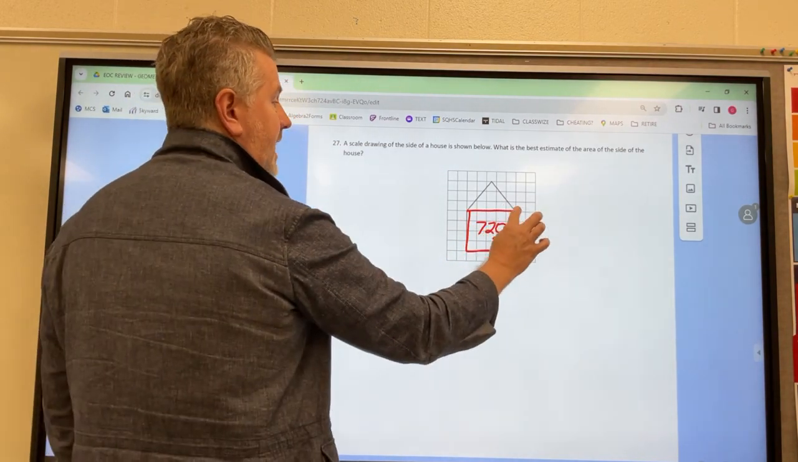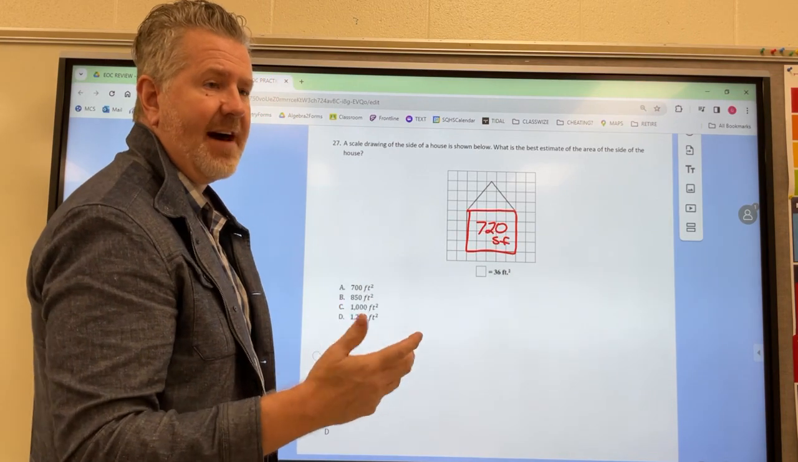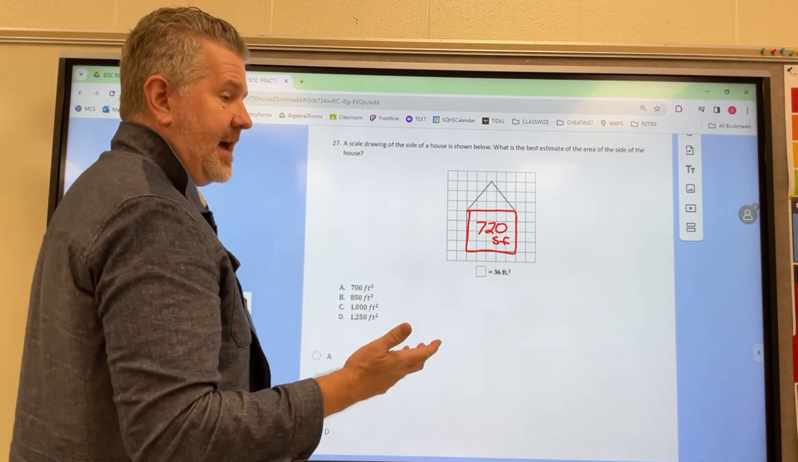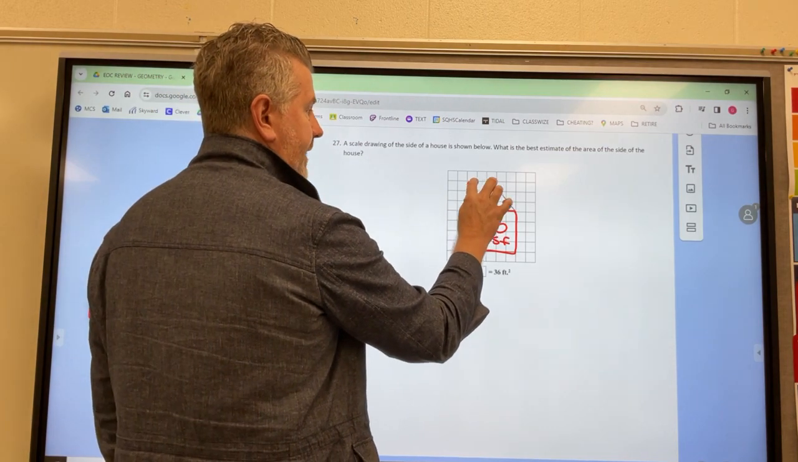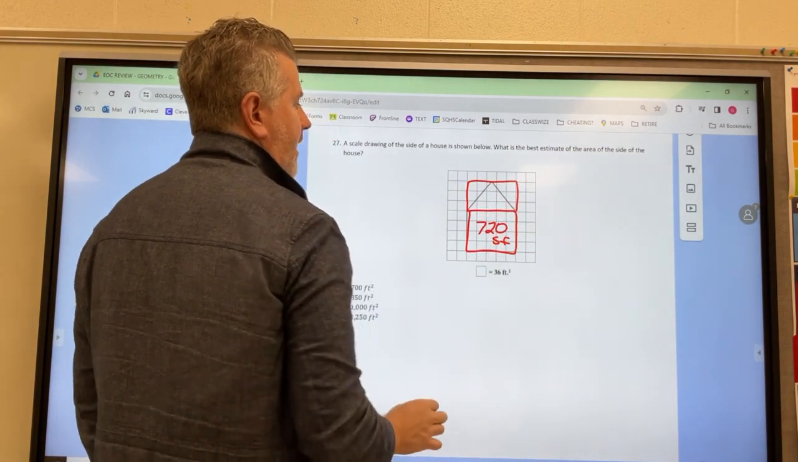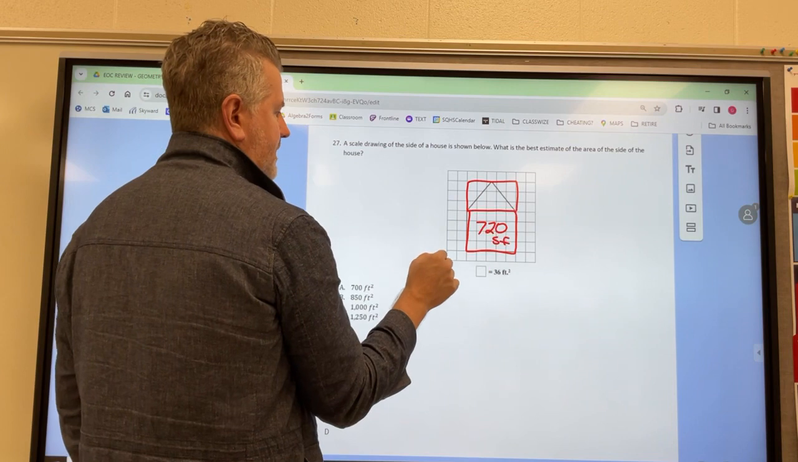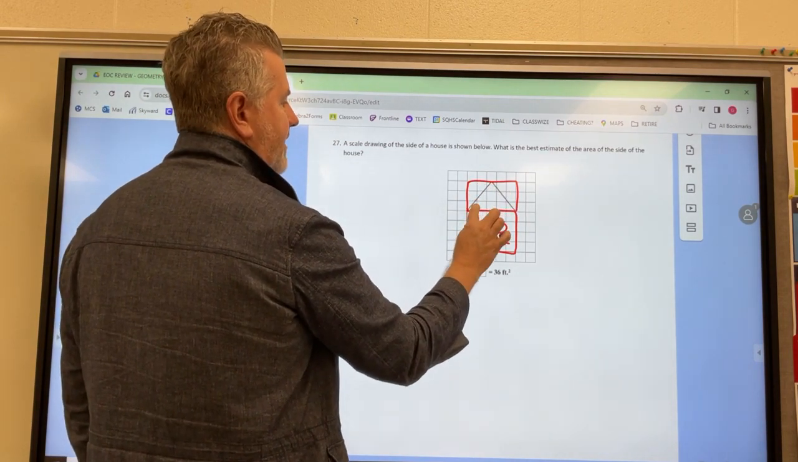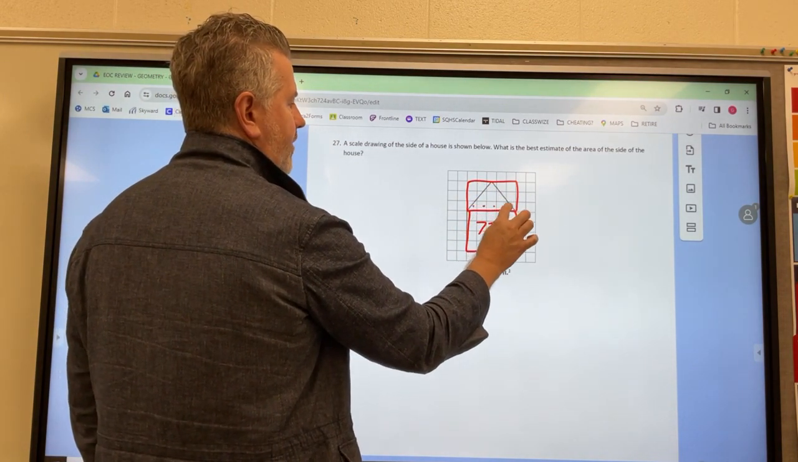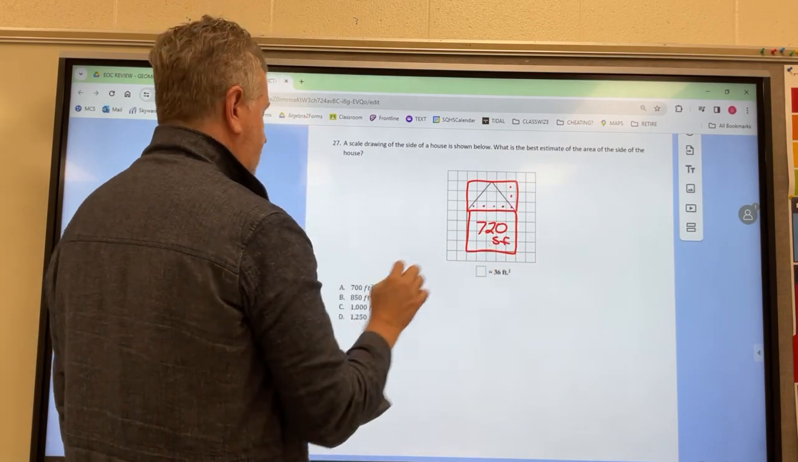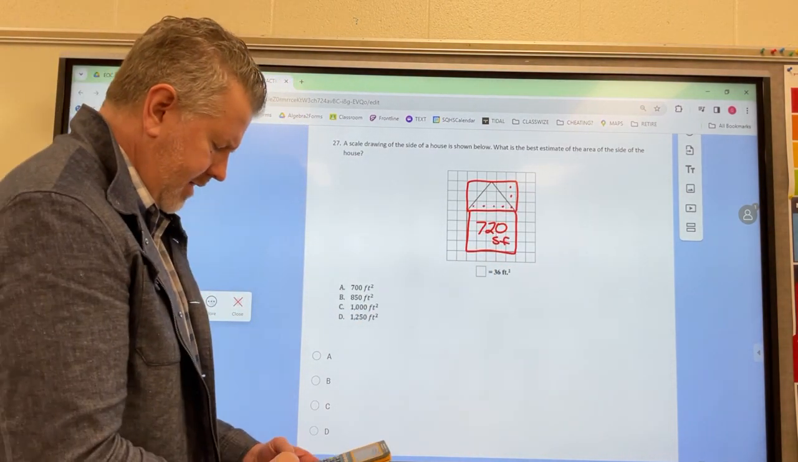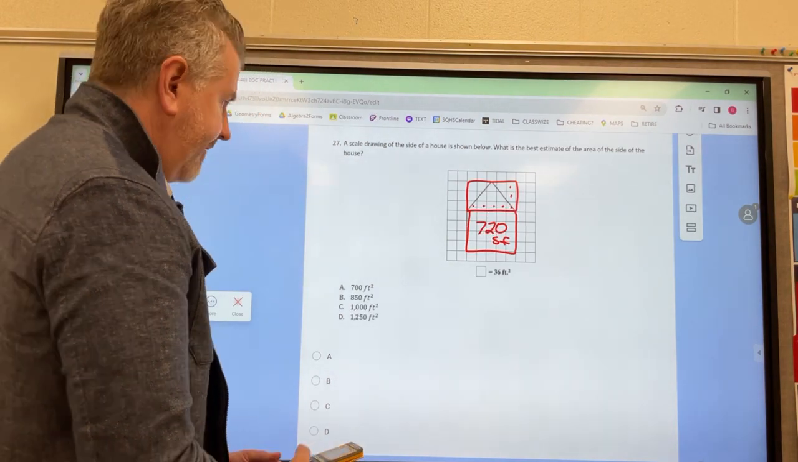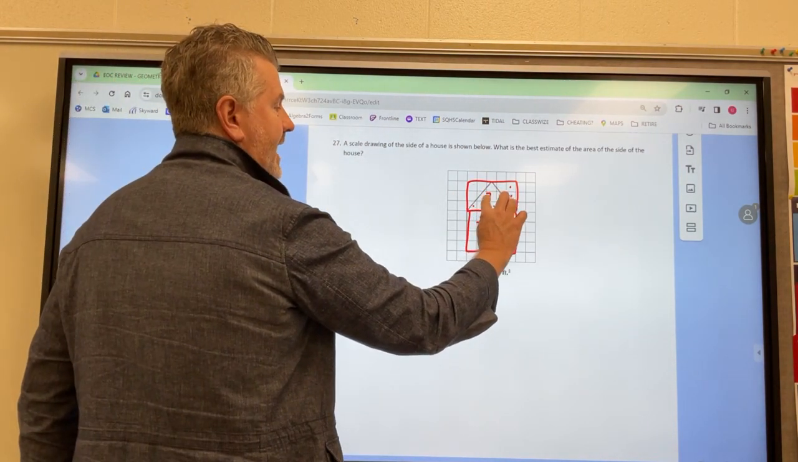Okay. This top one, a triangle, is exactly half of the rectangle that encloses it, or that it's inscribed within, although we haven't talked about inscribed figures this year yet. So we're going to say this triangle is 1, 2, 3, 4, 5, 15 of those units. So 15 times 36 is 540. We're going to call it half of that, so 270.